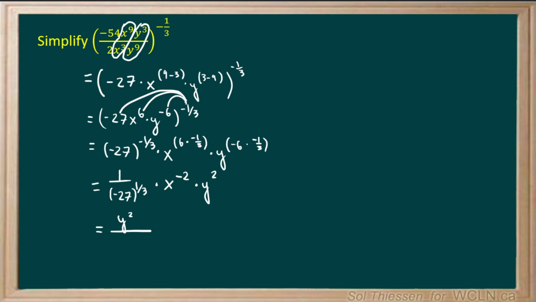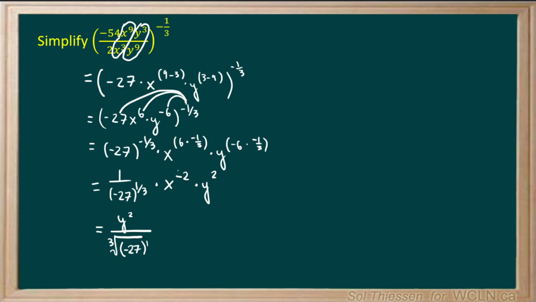over negative 27 to the power of 1/3, which we can convert to radical form by remembering that the denominator of our fractional exponent is the index of our radical, and the numerator of our fractional exponent is the power to which our radicand is raised. So we'll have the cube root of negative 27 to the power of 1, or in other words, just the cube root of negative 27.